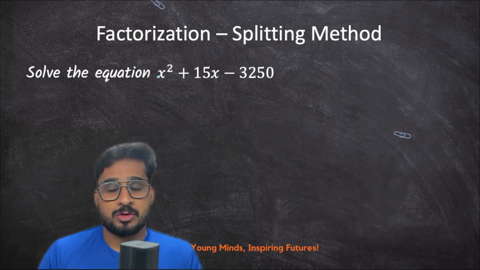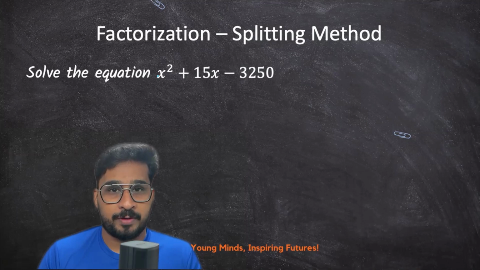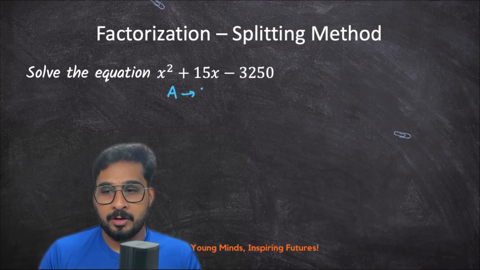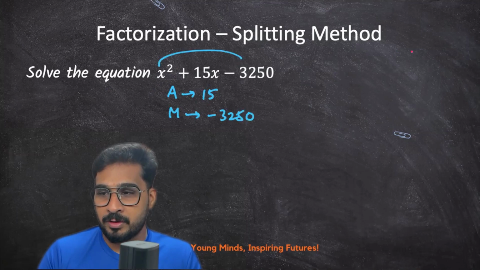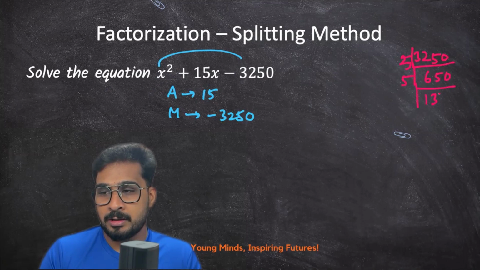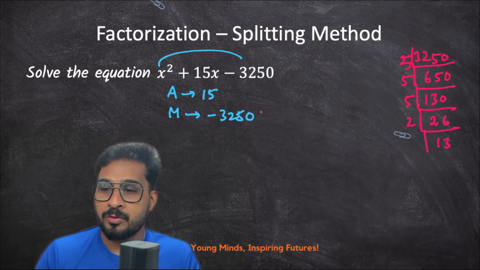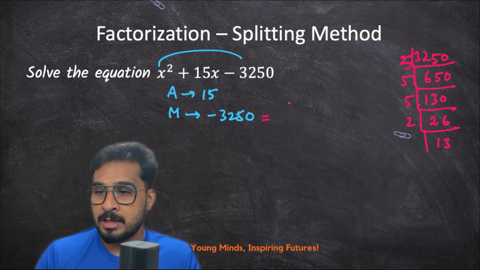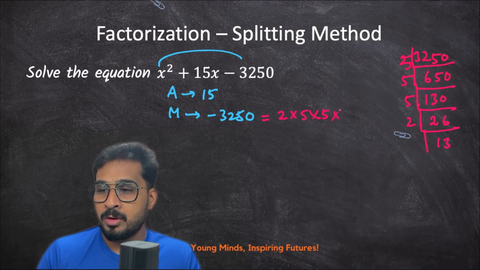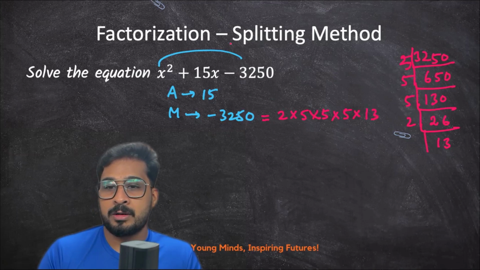Solve the equation x square plus 15x minus 3250. Same way, when I add, I need to get 15. When I multiply, I need to get minus 3250. Factorizing 3250: 5 times 650, 5 times 130, 5 times 26, 2 times 13. And we can stop. So 3250 can be written as 2 into 5 into 5 into 5 into 13.